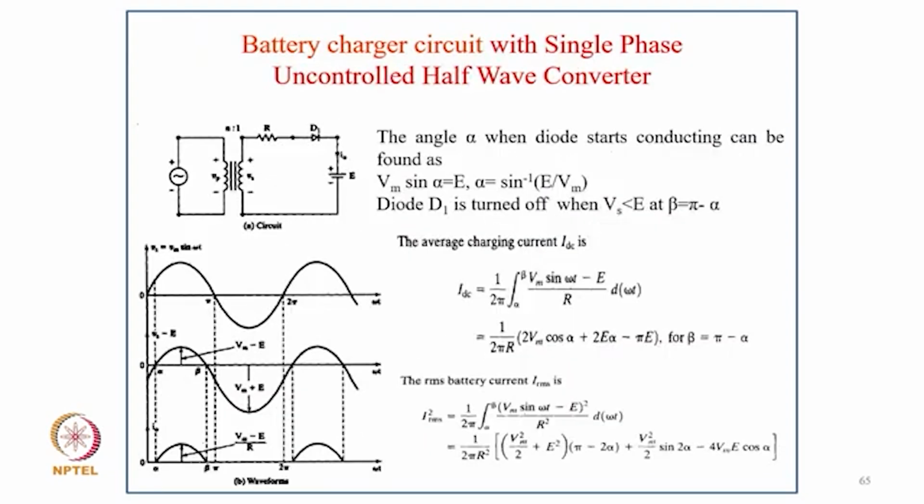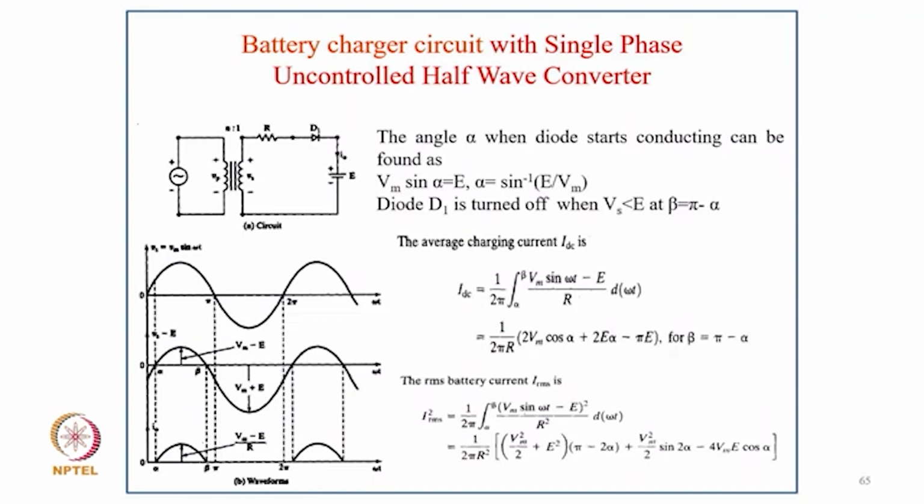Now coming to the battery charger with the single phase uncontrolled half wave converter. Normally we reduce the voltage and then use a simple diode half wave for charging the battery. That is very common, and you can clearly see the waveform. It conducts only for a very short period in the positive half cycle, from alpha to beta, where alpha and beta are decided by the value of the battery voltage. The angle alpha at which the diode starts conducting is given by Vm sin alpha equal to E, or alpha equal to sin inverse of E upon Vm, and D1 turns off when Vs is less than E, at beta equal to pi minus alpha.